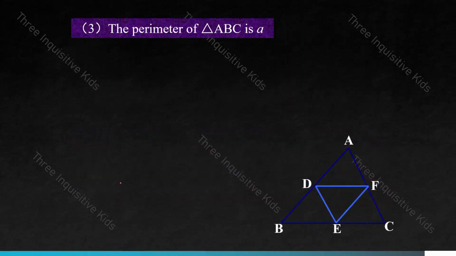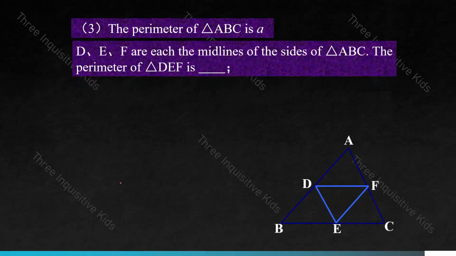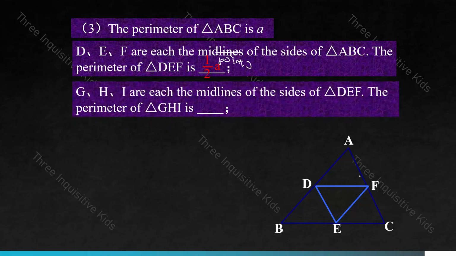Now here is the third part. What is the perimeter of triangle ABC is A. D, E, and F are each the three midpoints of the sides of triangle ABC. The perimeter of triangle DEF would be blank. Well, if we know that the perimeter of triangle ABC is already A, then we know that the perimeter of DEF would be 1/2 of A. The same thing we used for the previous problem.